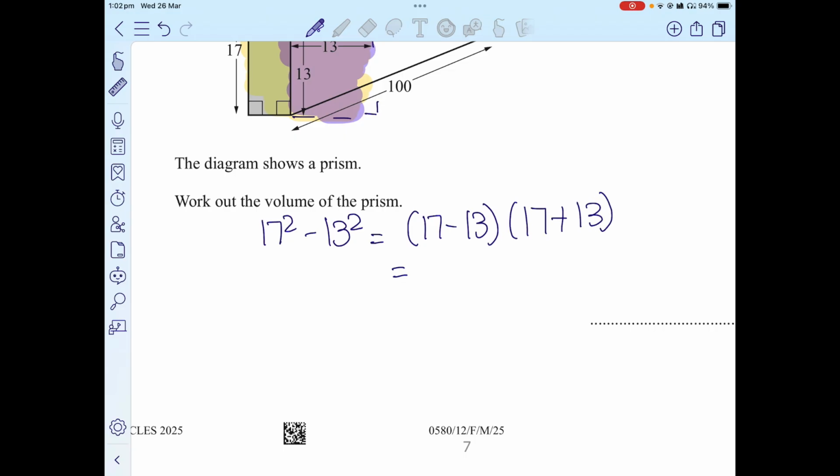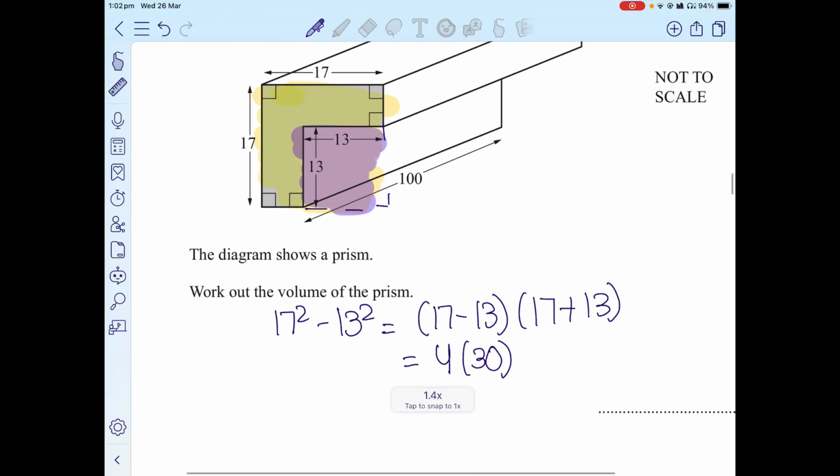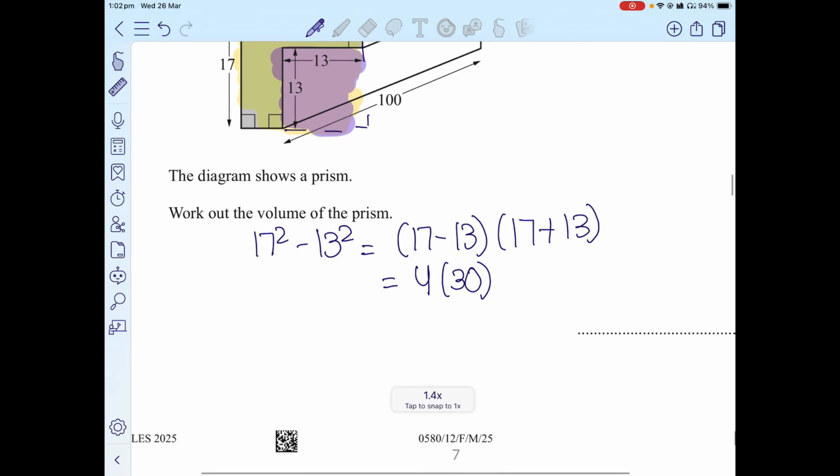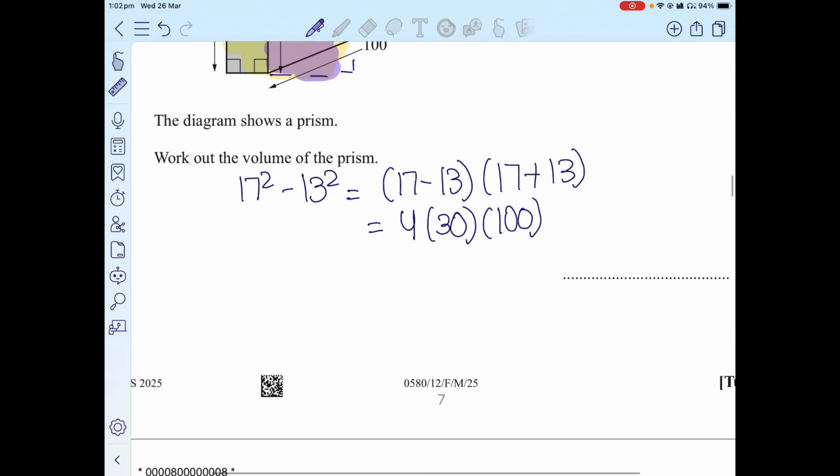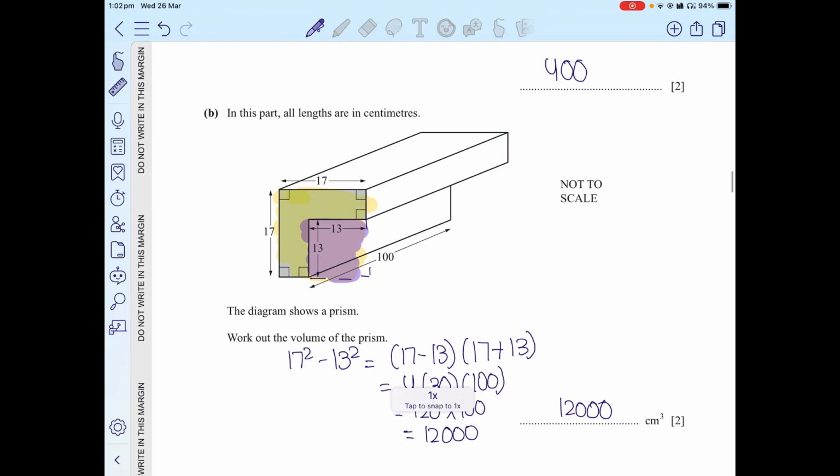What is 17 minus 13? 17 minus 13 is 4. And 17 plus 13 is basically 30. But in order to find the volume, we need to multiply by the length of this prism, which is 100. So 4 into 30 into 100. Now 4 into 30 is 120. Multiplied by 100, that means we need to add 2 more zeros, so it's 12,000. I hope that is clear. 12,000 centimeter cube, the unit is given over here.